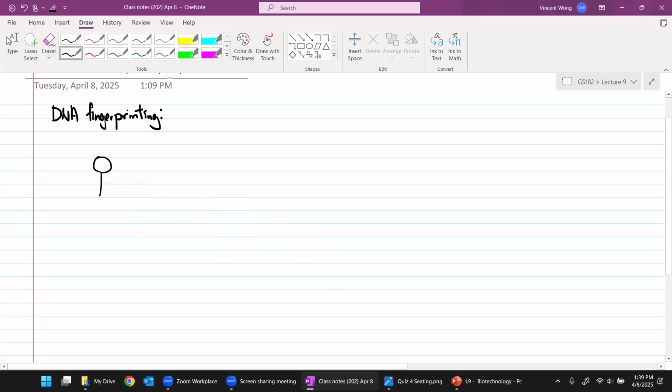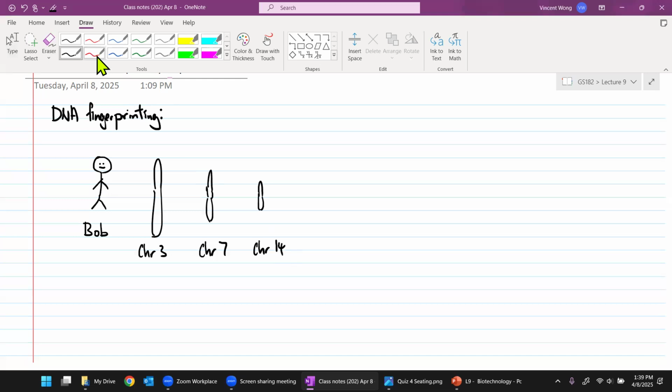Okay, so let's have a person here. We're going to name this person Bob, my favorite name. So over here, let's say we have chromosome 3, chromosome 7, and chromosome 14. Now I'm going to use different colors here to help you understand. Let's say Bob has an STR that goes like this, ACC repeated 10 times. And over here, he has another one, CG, repeated 5 times. And then on chromosome 14, there's another one, AGC, repeated, I don't even know, 15 times.